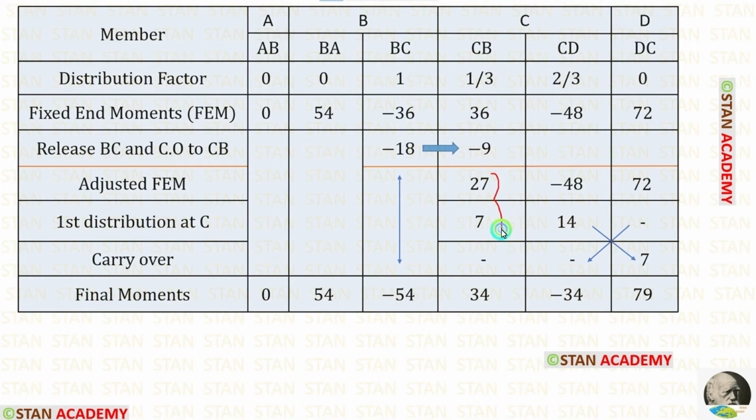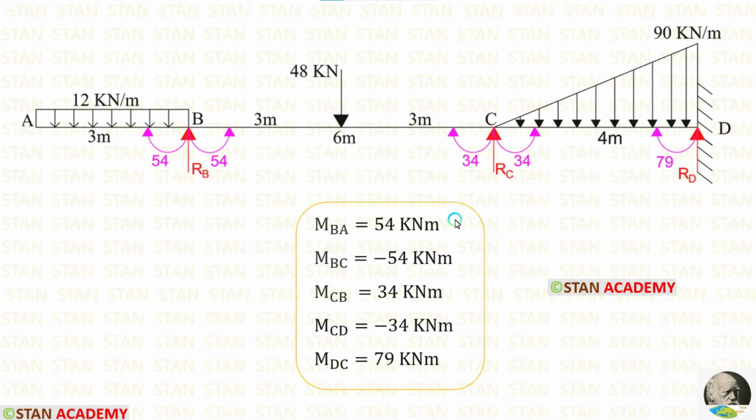When we add these two values, we are getting 34. When we add these two values, we are getting minus 34. When we add 72 and 7, we are getting 79. So in this analysis, we have calculated all of the final moments.